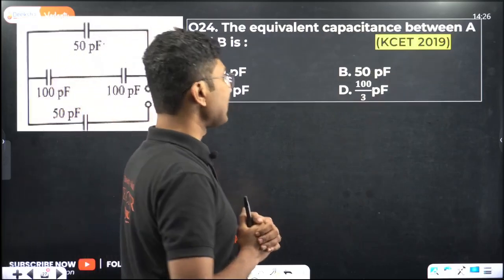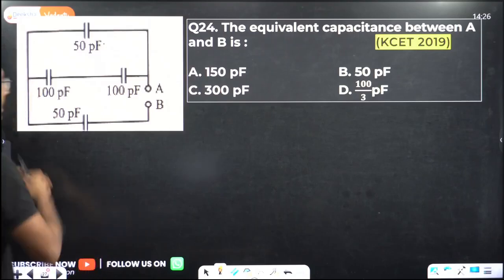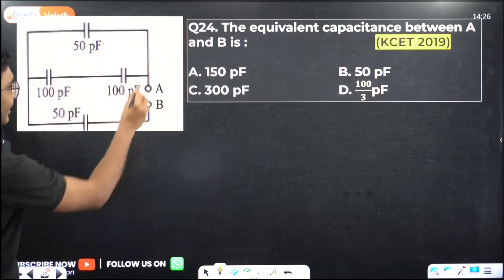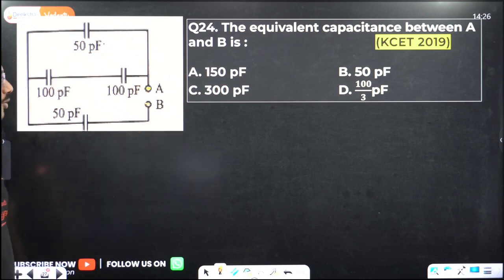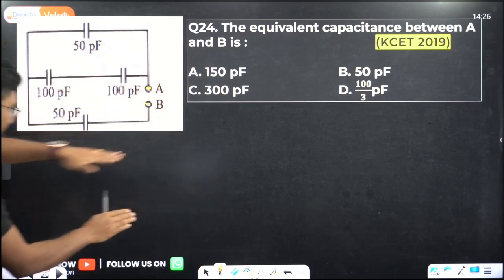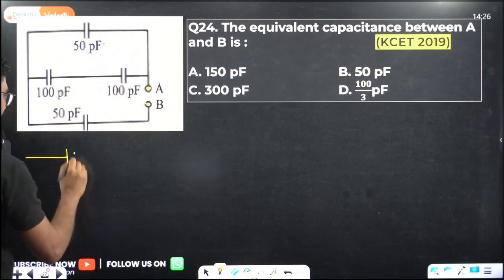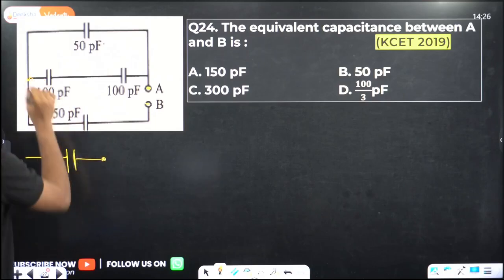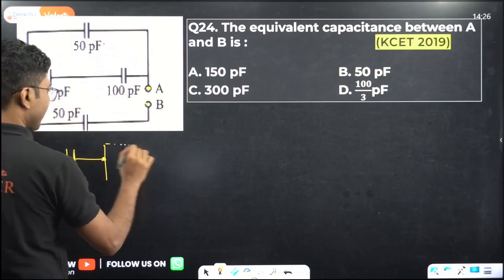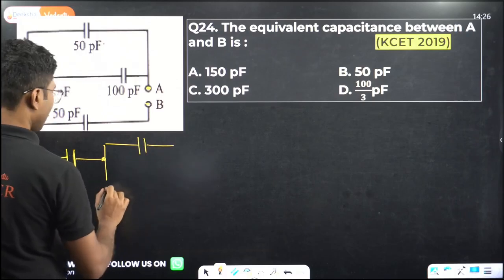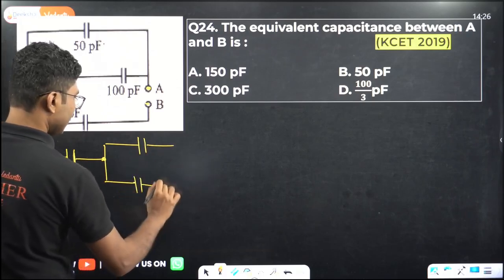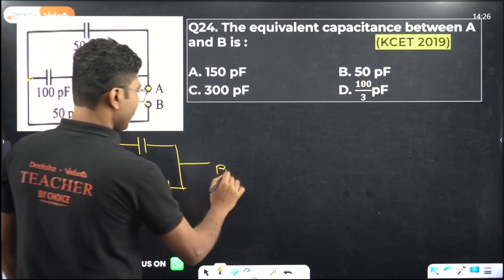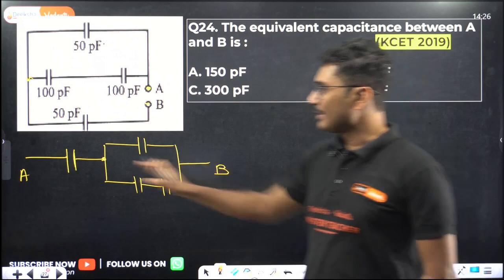The equivalent capacitance between A and B. So, a direct question. If you see, here is the circuit: 50, 100, 150. We need the equivalent capacitance between these 2 points. Basically, if you take it like this and draw it like this, then it will be much easier for you to understand. So this is this point. This point is here. Now we have 150 and 200 connected in series. So this is the diagram. This is A, this is B.